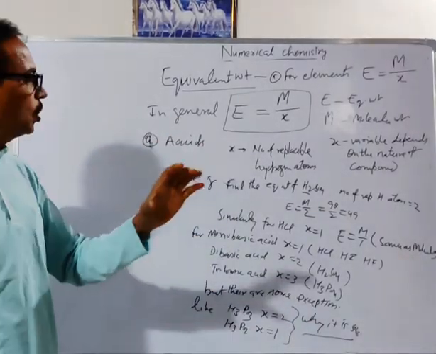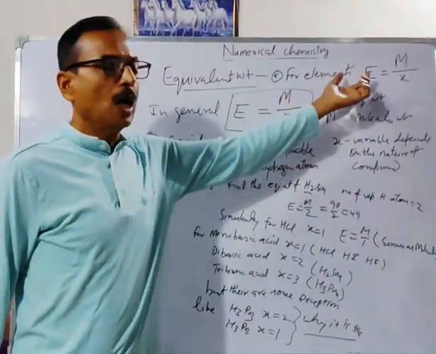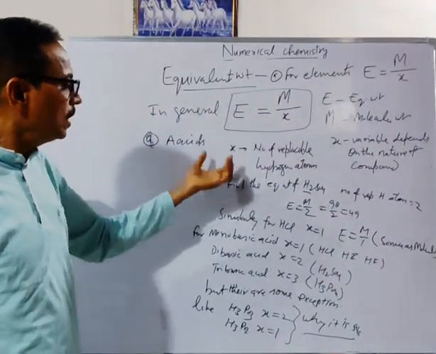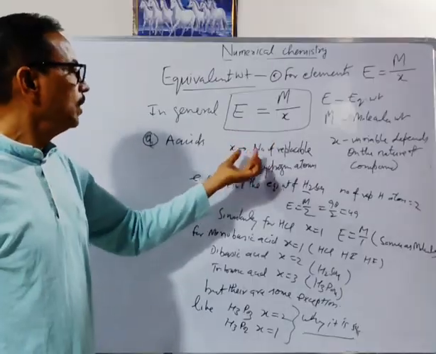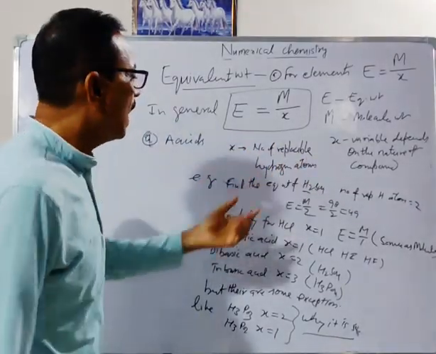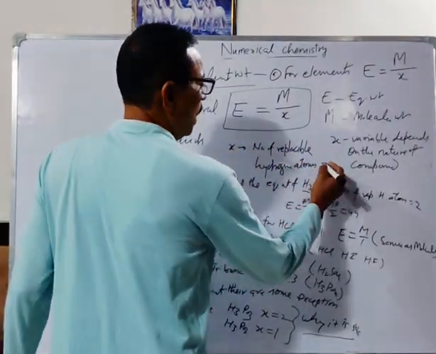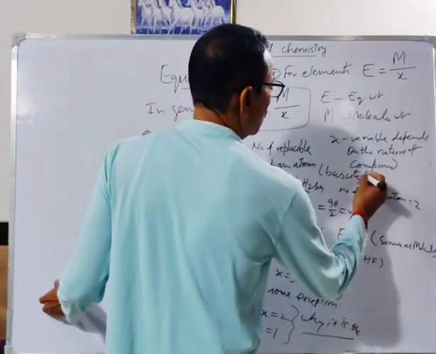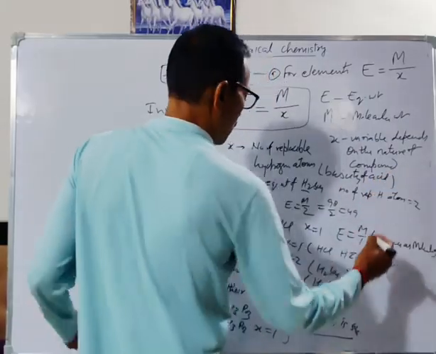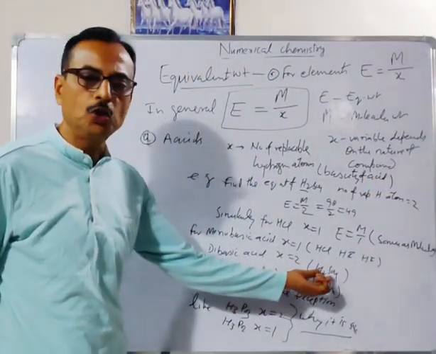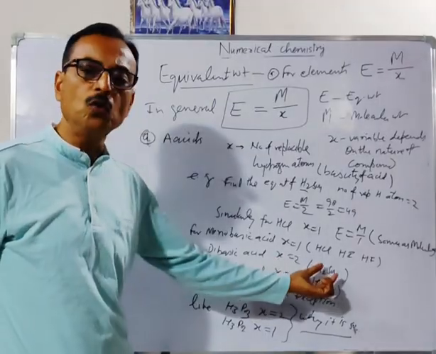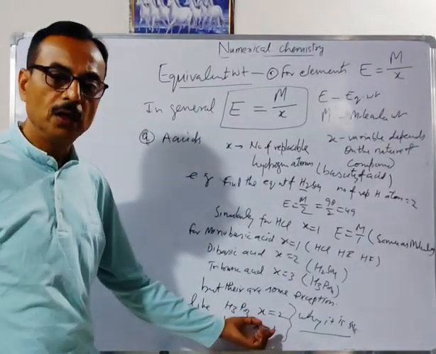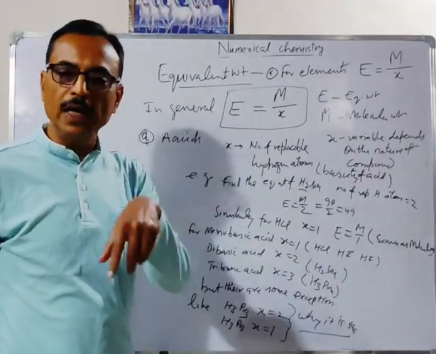So I think you have understood. For an acid, the number of replaceable hydrogen atoms is called the basicity of the acid. This is a common term. So if I ask what is the basicity of H2SO4, it is 2, that is the X value is 2. What is the basicity of H3PO2? It is 1, not 3. Why, I will tell you in the next lecture.